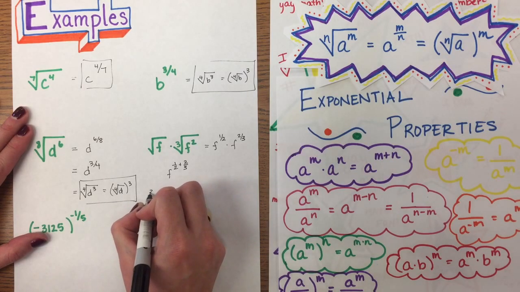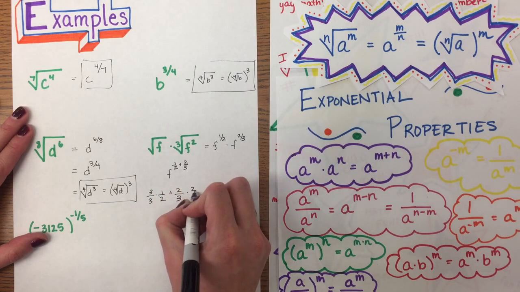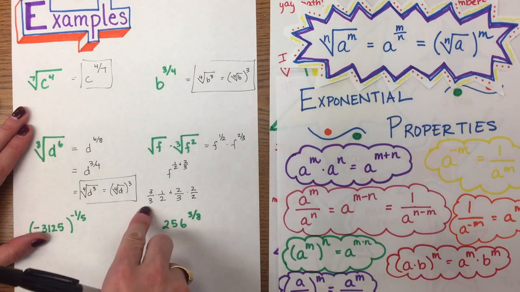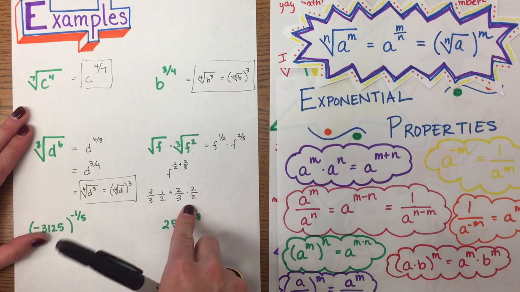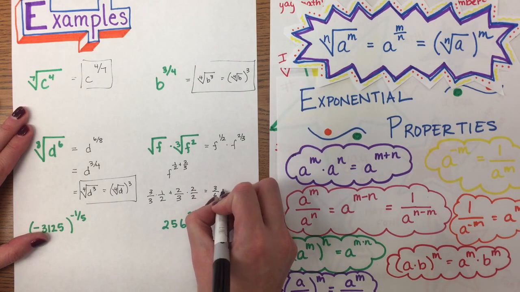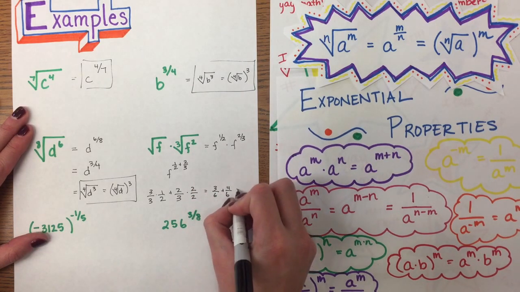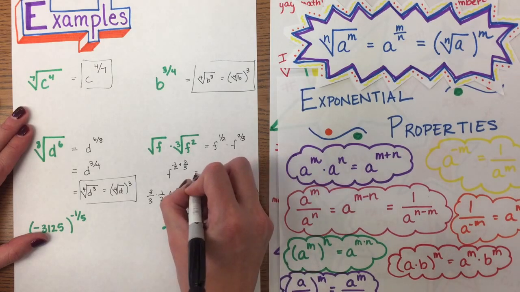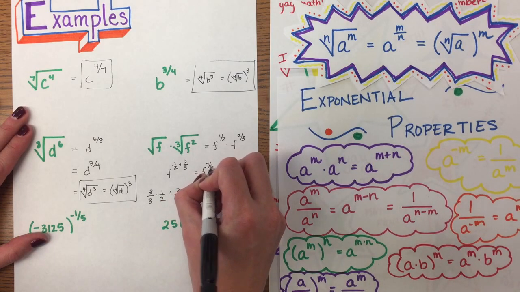I need to get a common denominator of 6, so I'll multiply the first one by 3 over 3, convenient value of 1. The second by 2 over 2, convenient value of 1. So I have 3/6 plus 4/6, which is 7 over 6. So this gives me f to the 7 over 6.